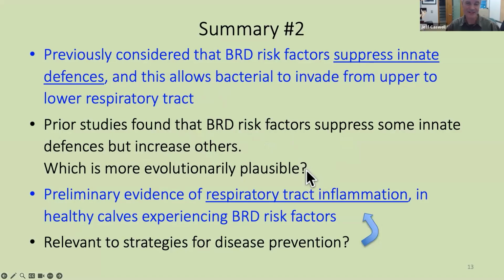I would like to suggest that evolutionarily, it would be a better strategy to boost your responses if you're in a period of stress and risk of infectious disease. And this work that we're leaning into seems to suggest that that's the case. So, preliminary evidence of respiratory tract inflammation in healthy cows that are experiencing those BRD risk factors. Again, maybe it doesn't matter if we're just telling stories to each other, but if we want to develop better strategies for disease prevention, then knowing the direction that we want to change those responses, and the details of how to change the responses within the lung tissue, become quite important.